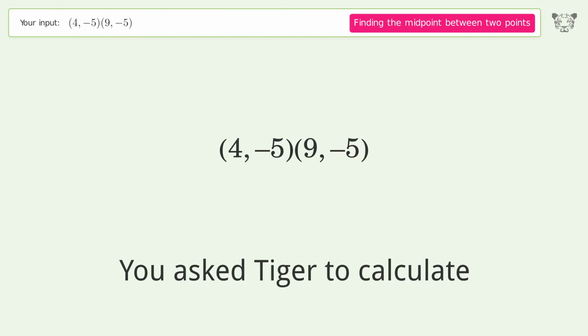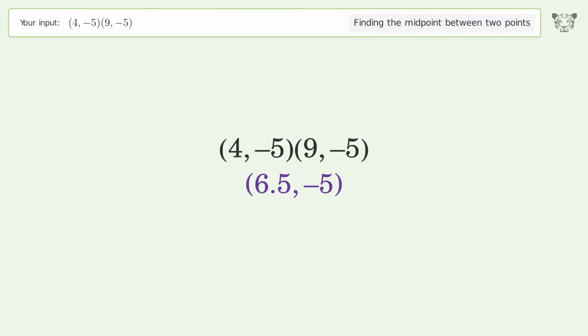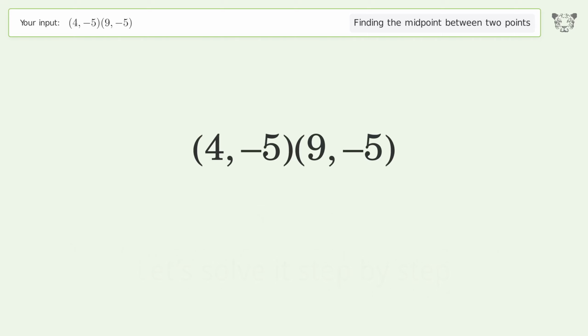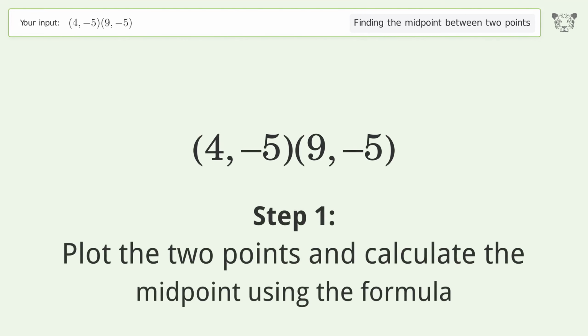You ask Tiger to calculate. This deals with finding the midpoint between 2 points. The midpoint between the 2 points is 6.5, -5. Let's solve it step by step. Plot the 2 points and calculate the midpoint using the formula.